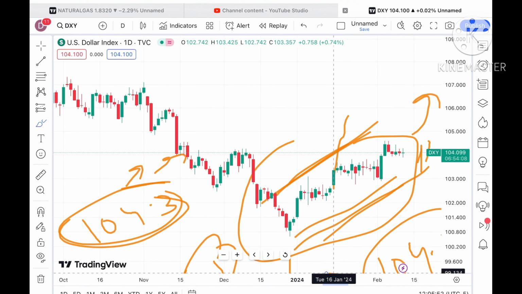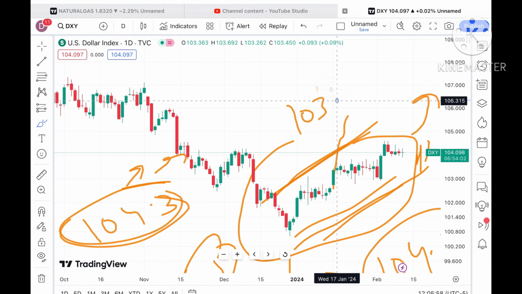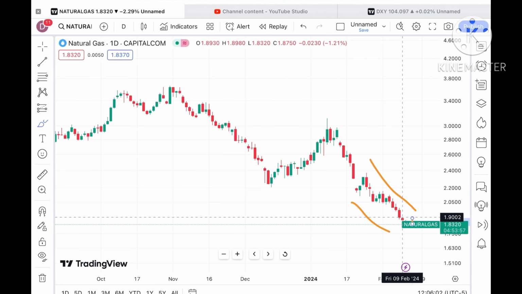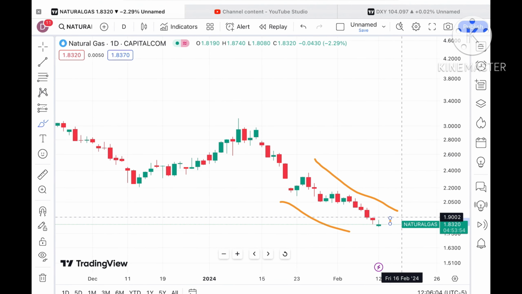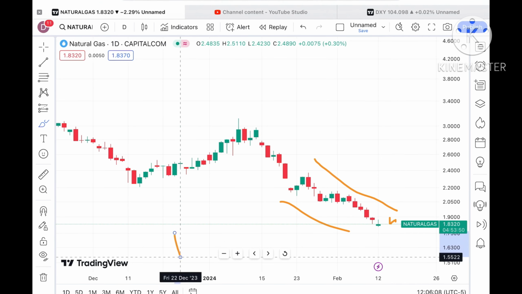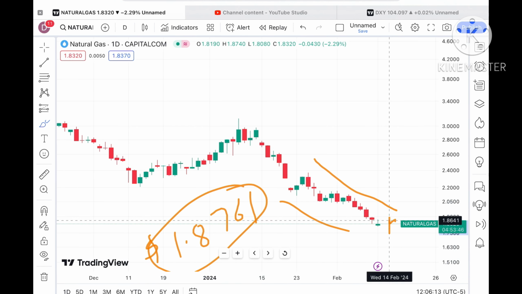There is a continuous upside if the price keeps moving above a level of 104.3. But if it tries to go down below a level of $103.8, then we can see a further downfall. But looking at this particular chart, the natural gas price is trying to go upside. Suppose the price sustains this level, it can go towards a level of $1.8761.